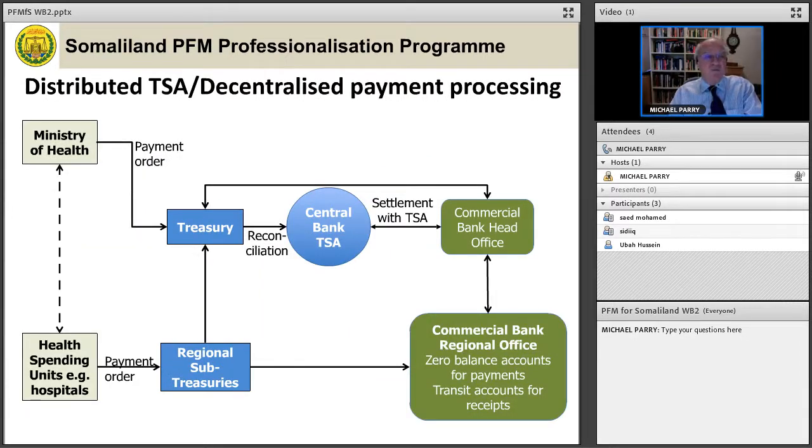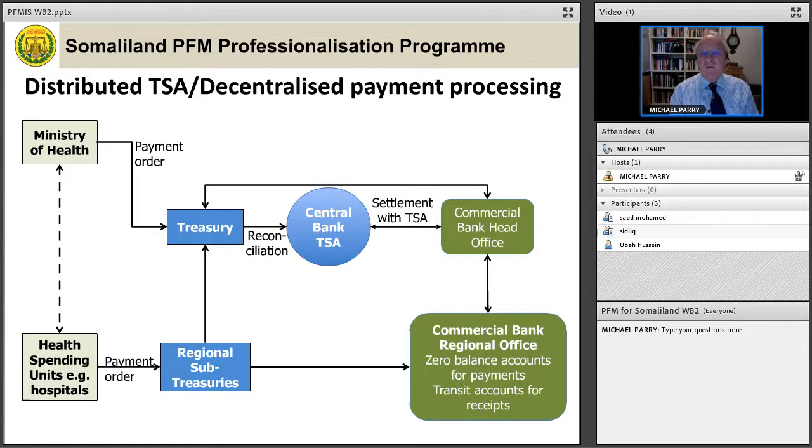Contrast that with the next one, which is a distributed TSA and a decentralized payment processing system. Now, in this example, commercial banks are used. A commercial bank with a head office and regional offices. Very often you've got no choice. Very often you simply won't have central bank offices outside your capital city. And so you'll have to use commercial banks outside those. So this works in the same way, except that when the payment order is sent to the central bank, that will then send the instruction to the commercial bank or at the regional level to the local branch of the commercial bank to make the payments.